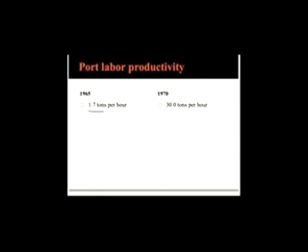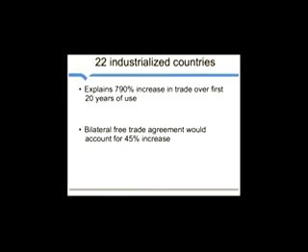The best numerical estimate we have looks at 22 industrialized countries and finds that shipping containers explain a 790% increase in trade over the first 20 years of their use. That estimate is found by comparing places which had introduced shipping containers and what their growth in trade was as compared to places which didn't, or which did only later on.